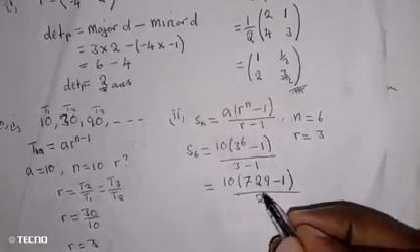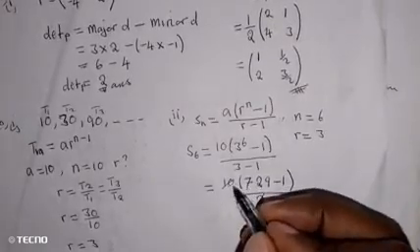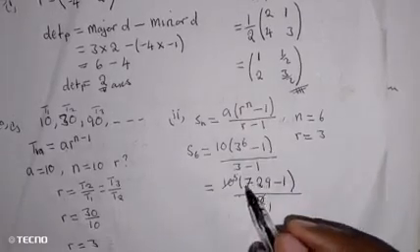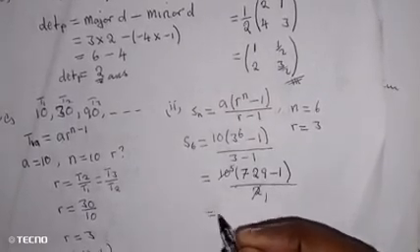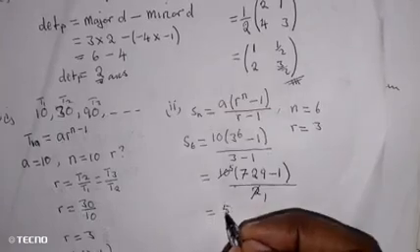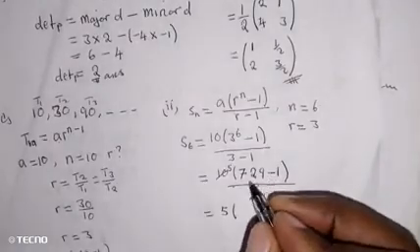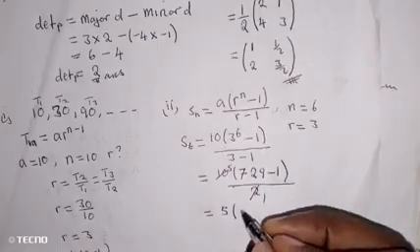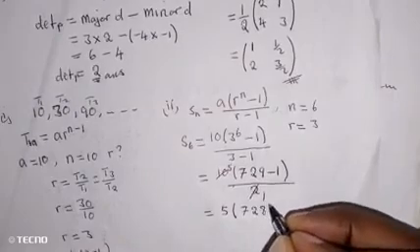So 2 there, it's 1. 2 into 10, it's 5. So I'm remaining with 5, open bracket, 729 take away 1, we are going to have 728, close.